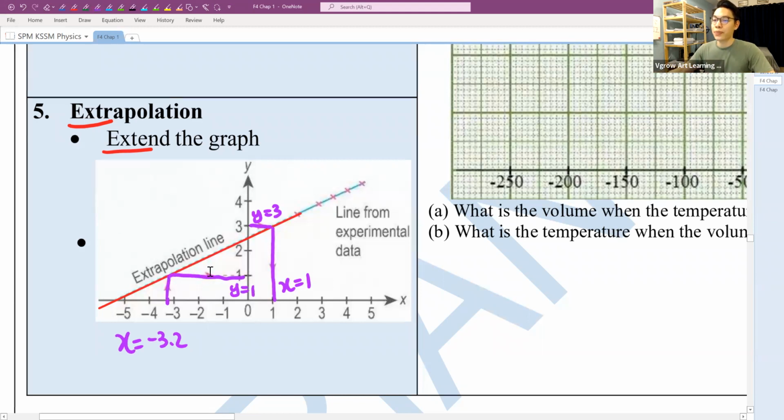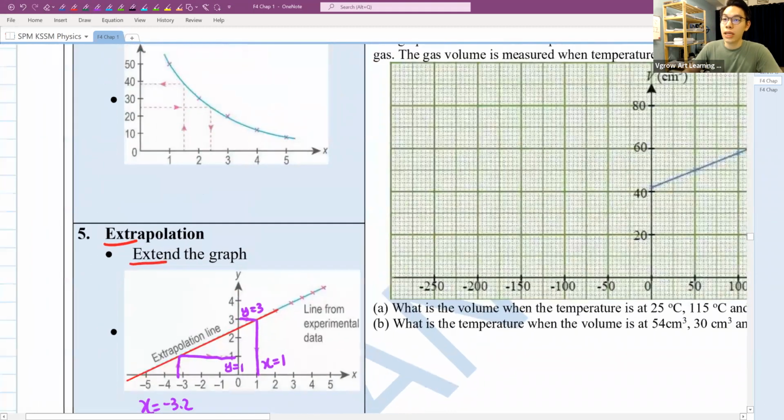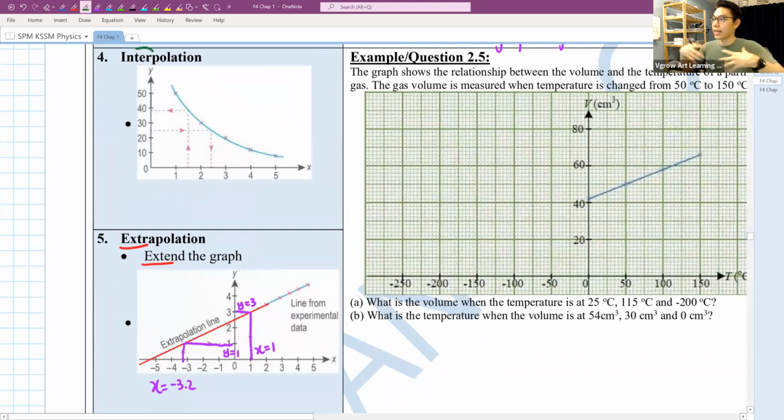Okay, so inter means inside, within. Extra means outside. You extend the graph outside of it, outside of the graph. Okay, can you understand? Interpolation means part of the graph. You get the values from part of the graph. Extrapolation means you extend the graph and the values are from outside of the graph. Okay, inter means within, extra means outside of it.